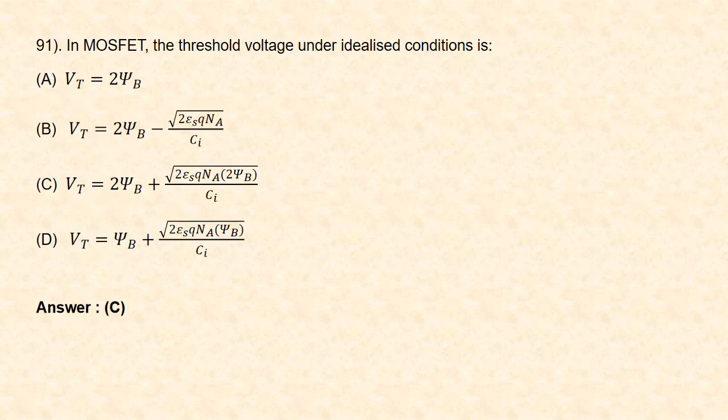In MOSFET, the threshold voltage under idealized condition is given by the formula Vt is equal to 2 into psi b plus square root of 2 into epsilon s into q into Na into 2 into psi b divided by Ci. Here psi b is the barrier potential and epsilon s is the permittivity and q is the charge of electron, Na is the doping density and Ci is the capacitance. So option C is the correct answer.